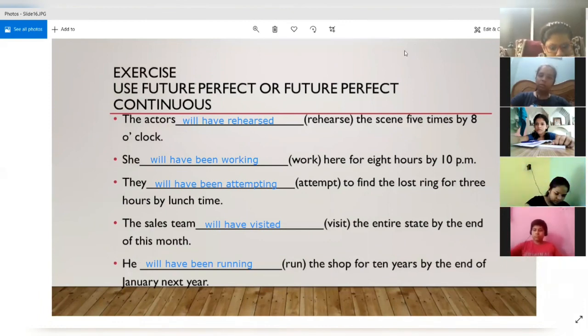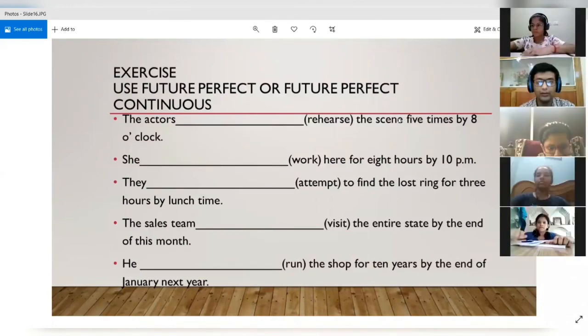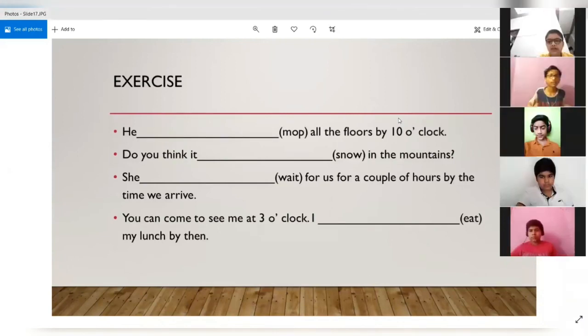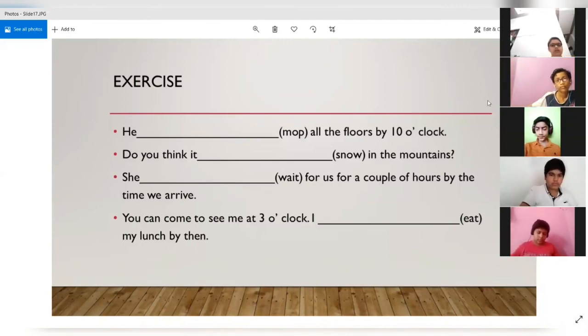Okay. So now we move on to the next slide. I think I will do one or two sentences more, then we will end the class. Okay. So now who will answer me this one? Pranjal, go ahead.